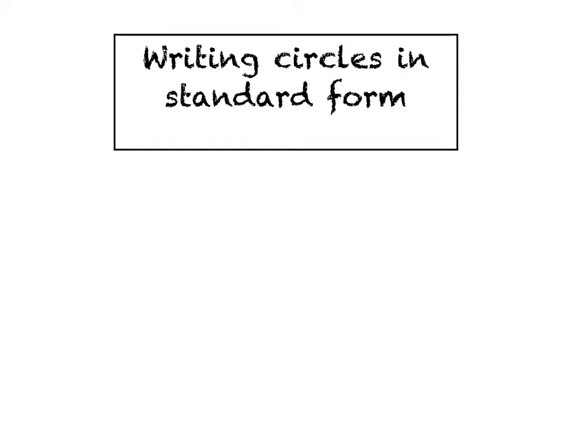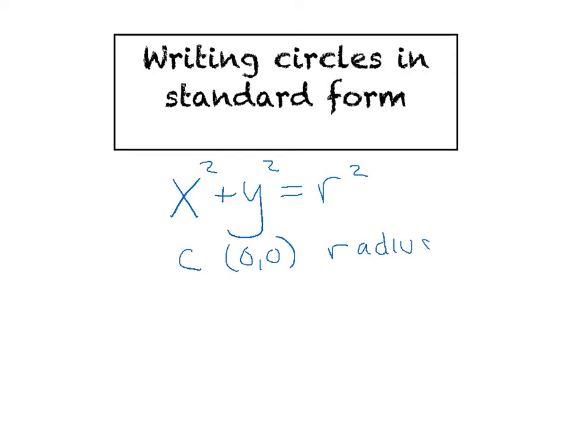Our topic today is writing circles in standard form. So recall from last night that there are two ways our formula can look. I can have x squared plus y squared equals r squared. And this is stating that my center is 0, 0 at the origin, and I have a radius of r.